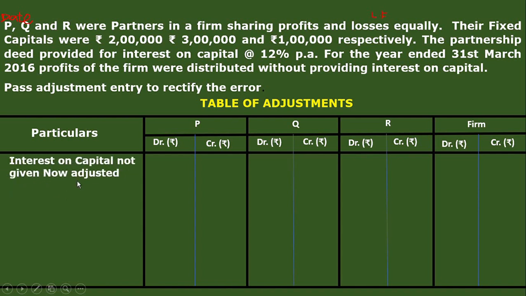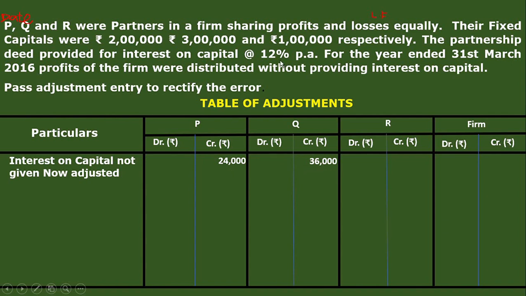interest on capital not given, now adjusted. By mistake we forgot to write that interest on capital, so now write down and give that interest on capital to those partners. What is the interest rate here? 12%. And interest on capital comes on which side in the partner's capital account? It is on the credit side. So let us calculate 12% of 2 lakh, it comes to 24,000. So 24,000 on the credit side of P's account. Next 36,000 on Q's credit side.